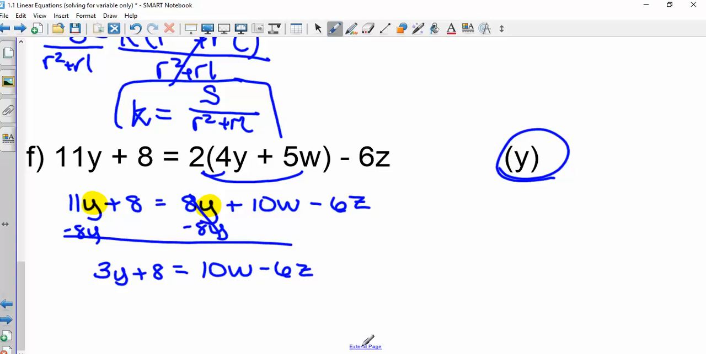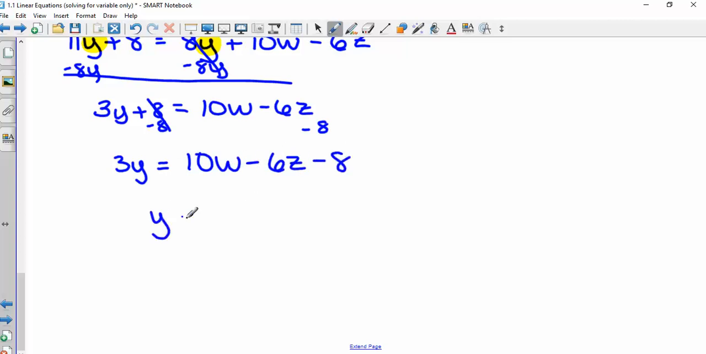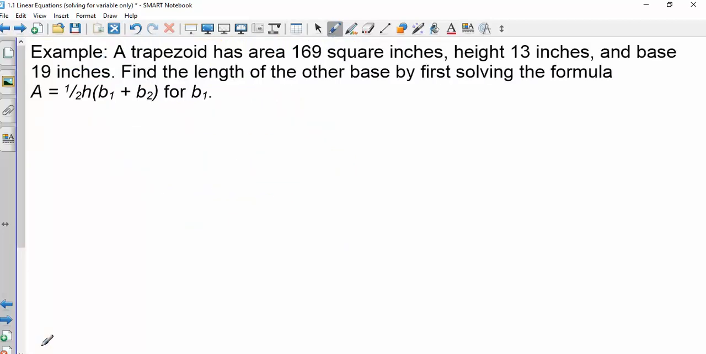What do I need to do to get the y by itself at this point? Good. So my final answer, y is 10w minus 6v minus 8 all over 3. All right. So far, so good? Let's look at this one.